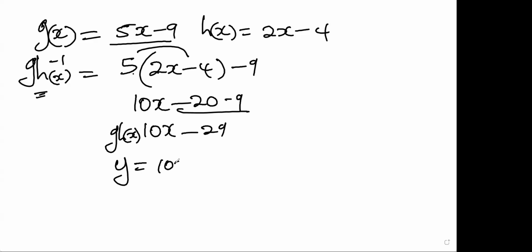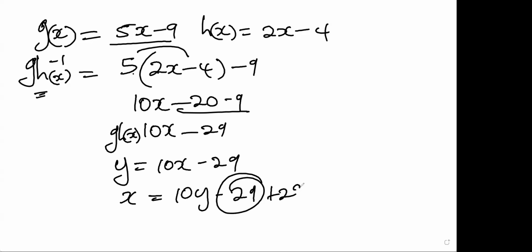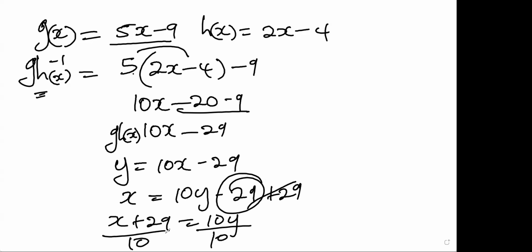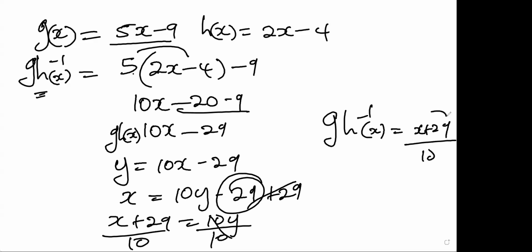Y is equal to 10x minus 29. Interchange x for y. Solve now. So that's this plus 29. Final step. Because this is times, we divide. So GH inverse of x is equal to x plus 29 over 10. That's our answer that we're looking for.